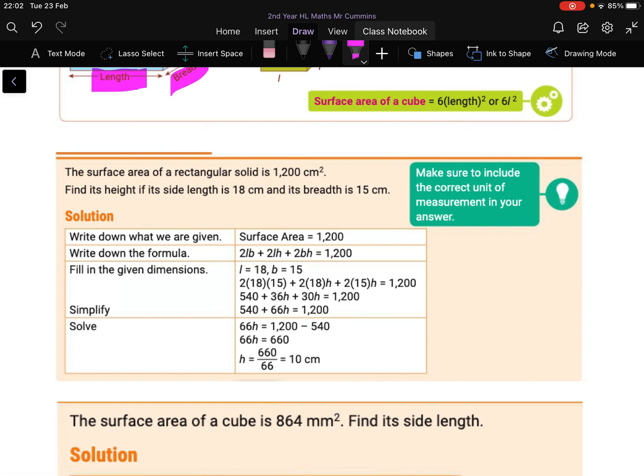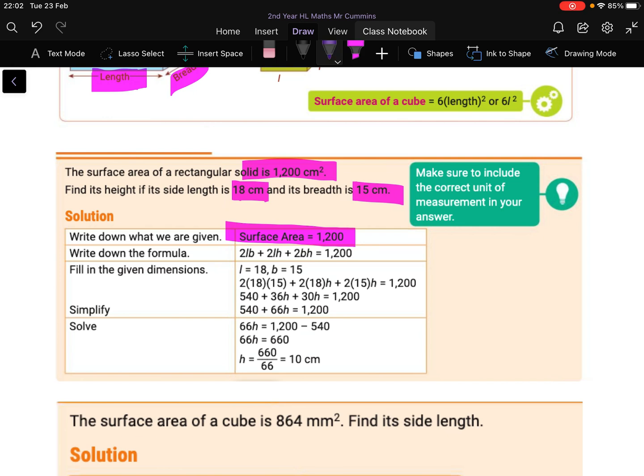And that's another one again. It's just another example. The surface of a rectangular solid is 1,200 centimeters squared. So they gave you the surface area. Find the height of its side, if the length is 18 and the breadth is 15. So they say, right, the surface area is 1,200.